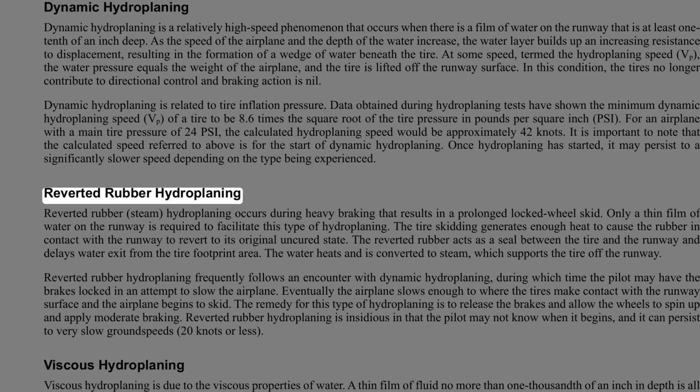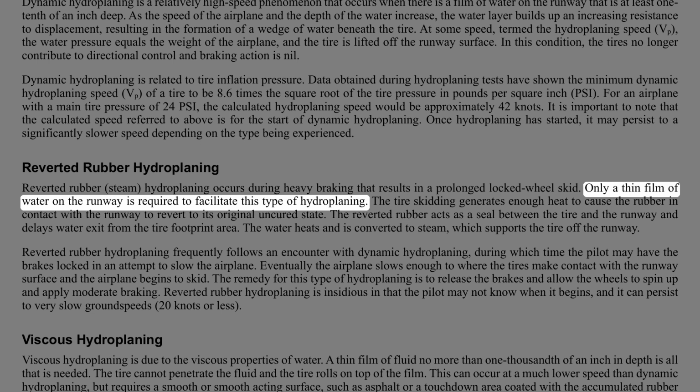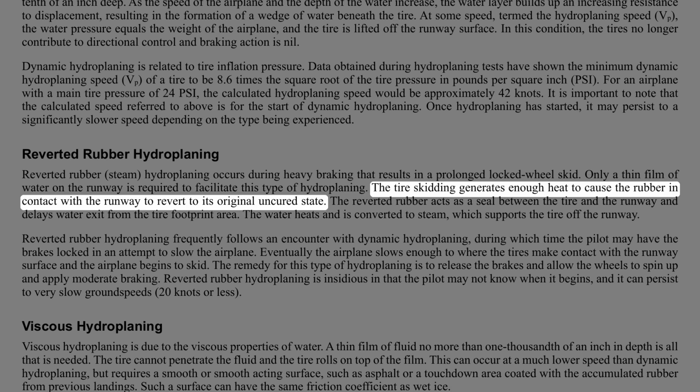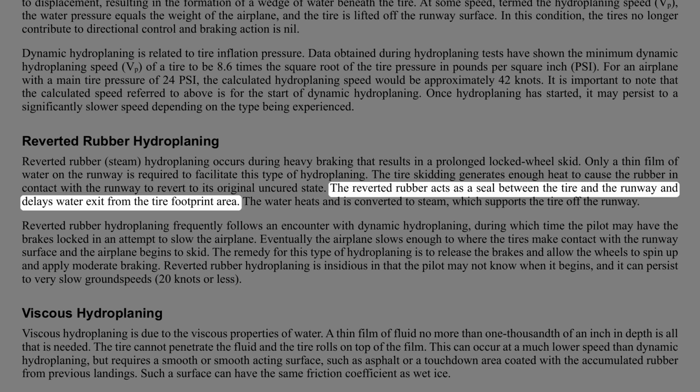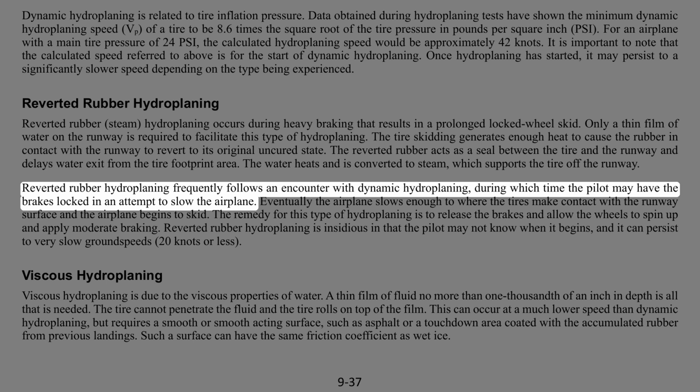Reverted rubber hydroplaning. Reverted rubber, steam, hydroplaning occurs during heavy braking that results in a prolonged locked wheel skid. Only a thin film of water on the runway is required to facilitate this type of hydroplaning. The tire skidding generates enough heat to cause the rubber in contact with the runway to revert to its original uncured state. The reverted rubber acts as a seal between the tire and the runway and delays water exit from the tire footprint area. The water heats and is converted to steam, which supports the tire off the runway. Reverted rubber hydroplaning frequently follows an encounter with dynamic hydroplaning, during which time the pilot may have the brakes locked in an attempt to slow the airplane.